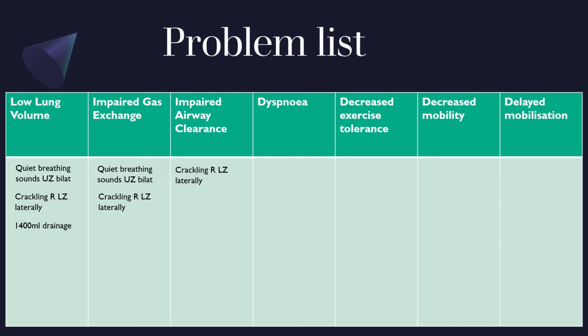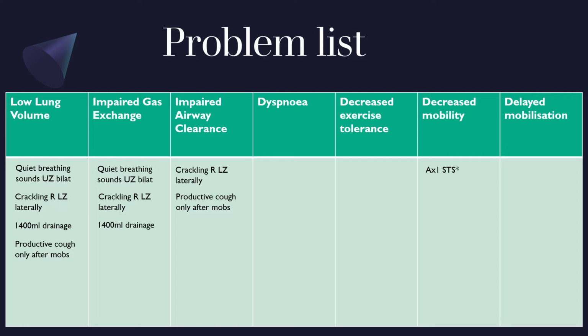Drainage, obviously if there's fluid coming out of the lungs, that's an area where there's no air. That fits in with impaired gas exchange again. Productive cough only after mobilizations, to me, would indicate low lung volumes potentially. Definitely impaired airway clearance.